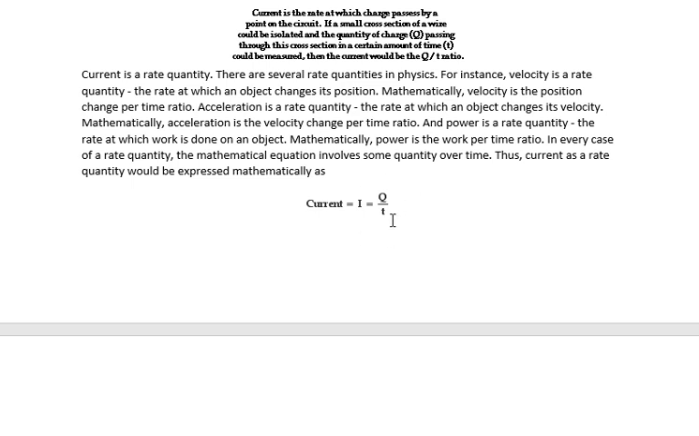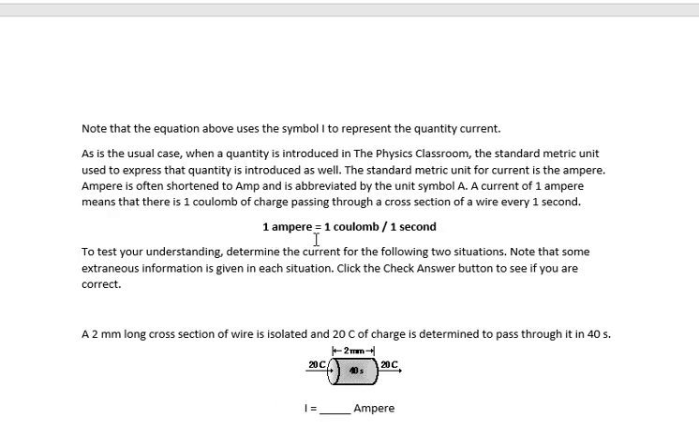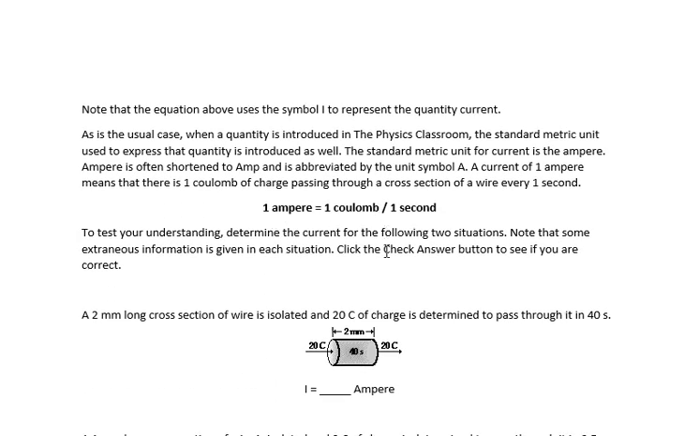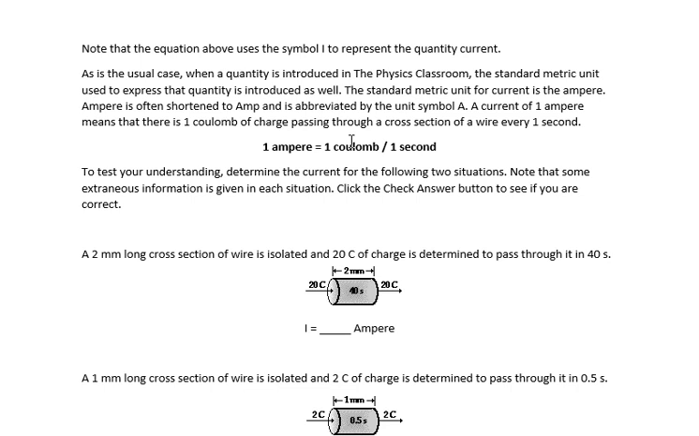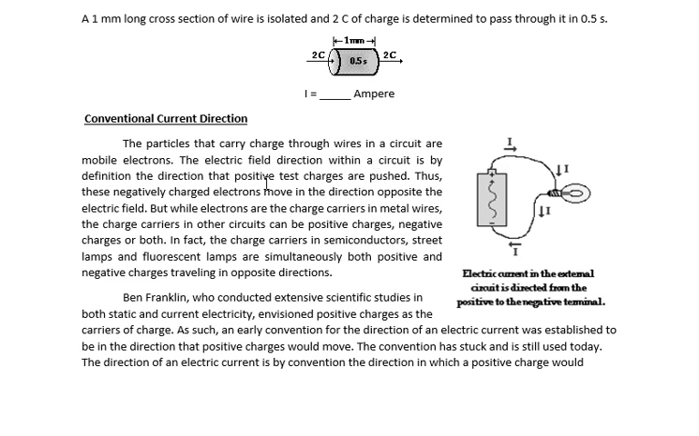So ibig sabihin nun, yung current, as I have said, kung meron tayong flow of charge, meron tayong current. So that is being defined by this equation. Current is equals to charge divided by the time. Okay? So we have 1 ampere is equals to 1 coulomb per second. Okay?